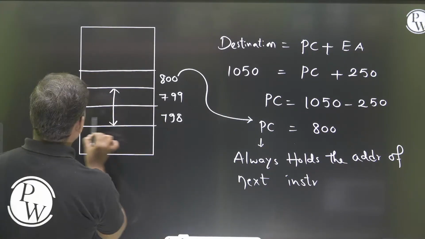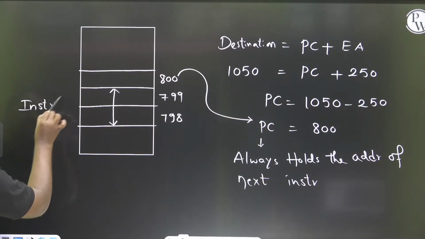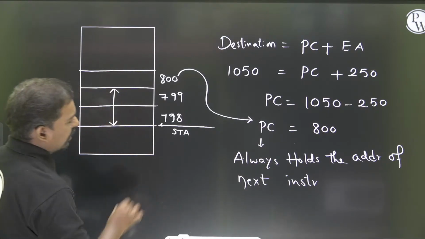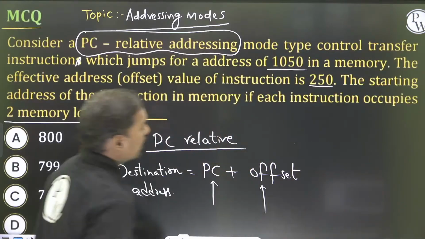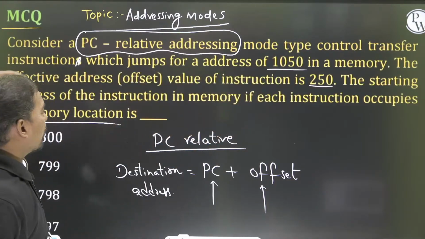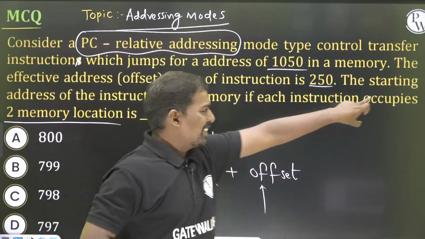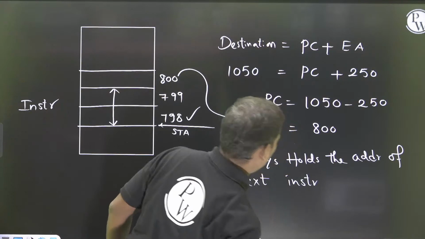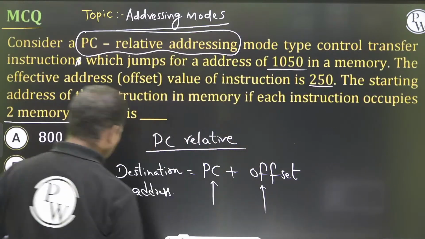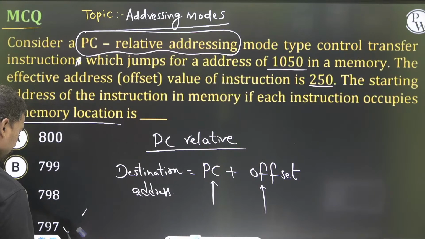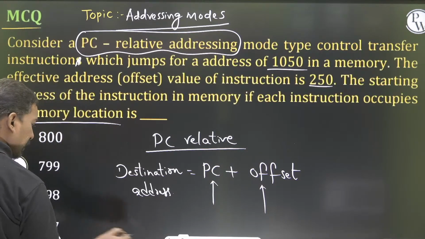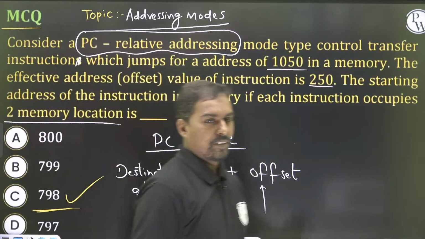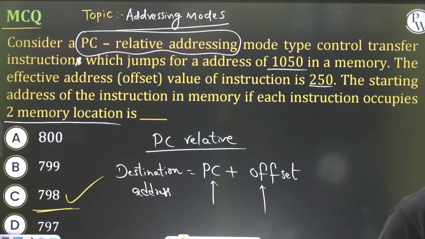So now this is the instruction, and this is the starting address of the instruction. The right answer is 798, because the question asked is the starting address of the instruction in memory if each instruction occupies two locations. So the answer is 798. All of you understood, my dear? 798 is the answer. Got it? Very good, Shaumit. Very good, Dinesh Teja.